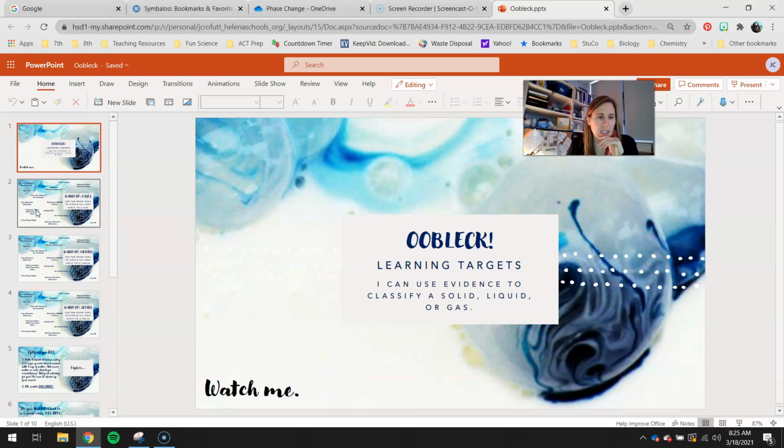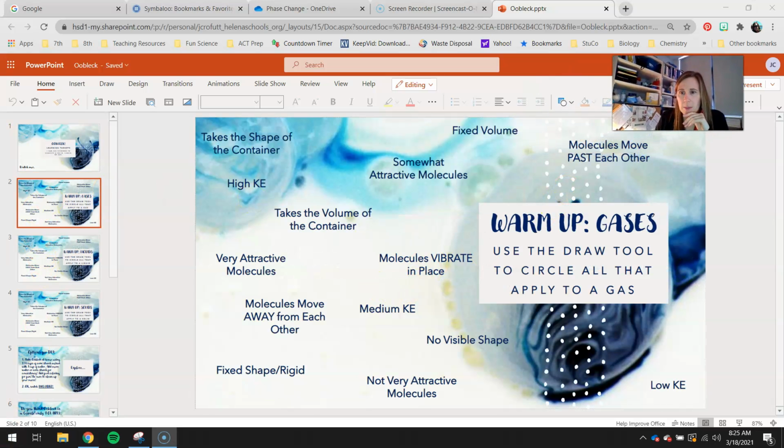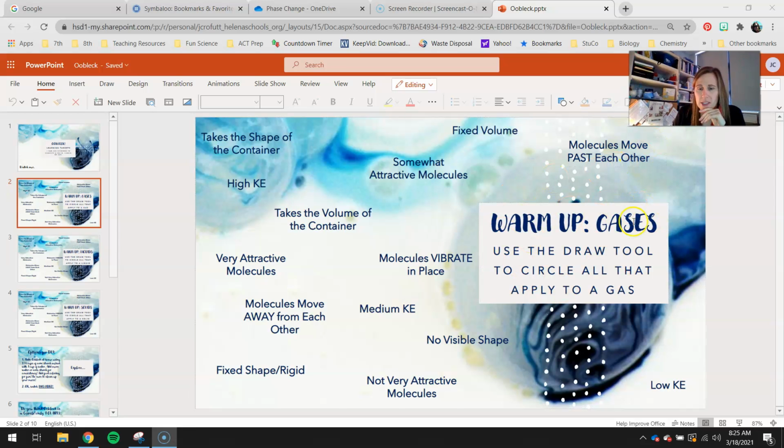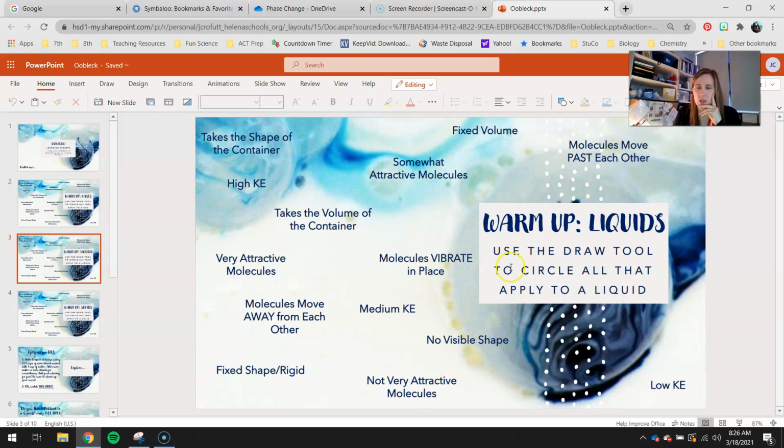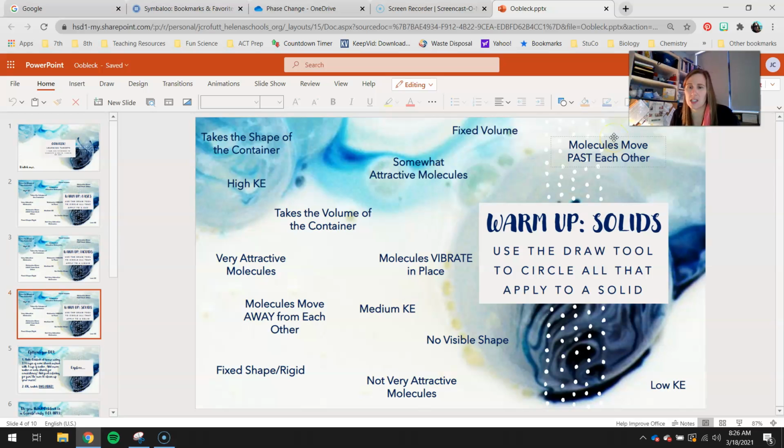Your warm-up for today is on slides 2, 3, and 4. It looks a little something like this. You have gases on your first slide, so use the draw tool to circle all that apply to a gas. You can see all these different classifications for what makes a solid, liquid, or gas. On slide 3, you are doing liquids, so circle all that apply to a liquid. Finally, the same thing for solids. All of these classifications are in the same spot, so you will know where they are and what to circle.